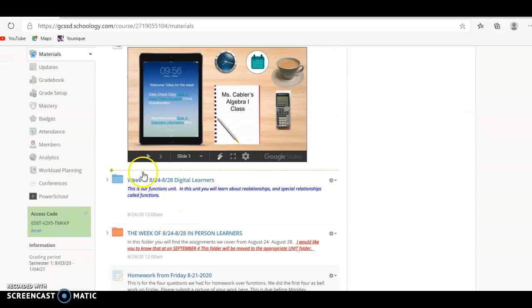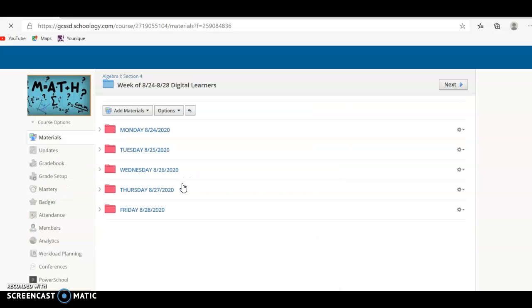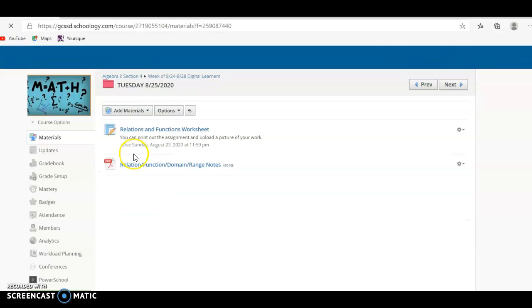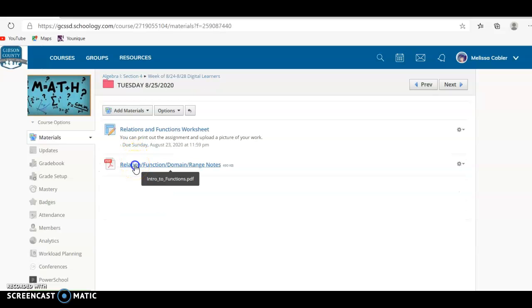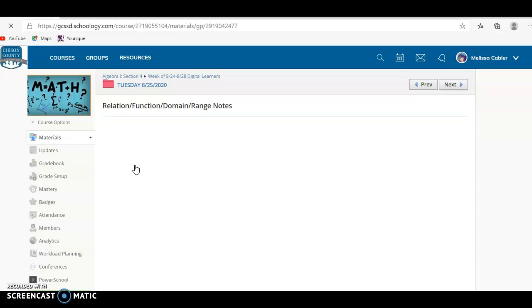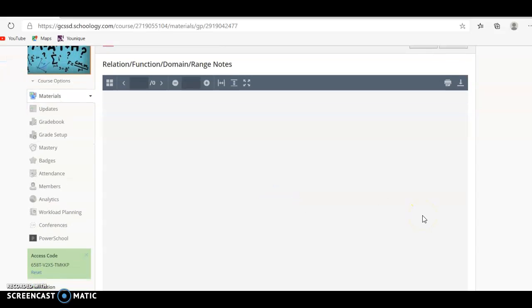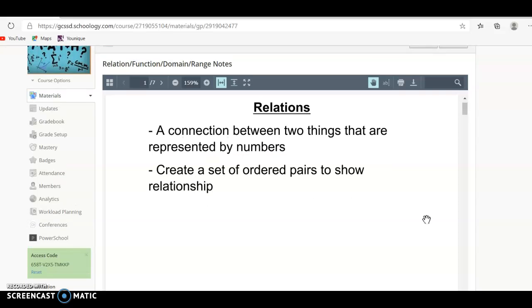So when you scroll down, you will see two folders. Week of 8/24 through 8/28 for digital learners, and the week of 8/24 through 8/28 for in-person learners. So if you are a digital learner, you're going to click on the digital learners, and when you click on it, you will see each individual day. So we're going to do the notes for Tuesday. So click on your relation, function, domain, and range notes, and this is what pops up. Okay. So let's get into the lesson.